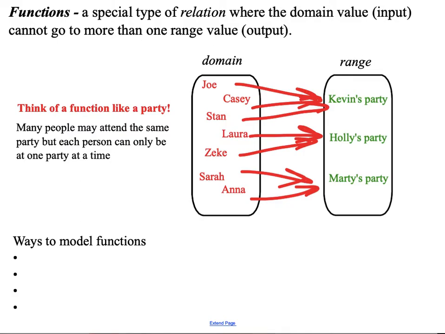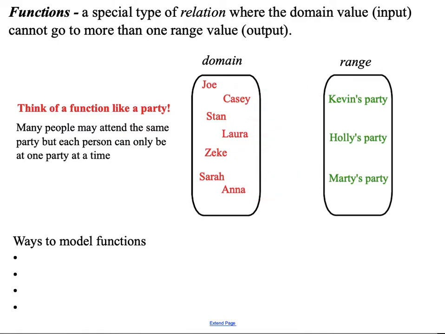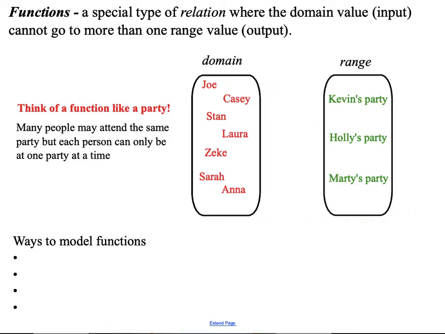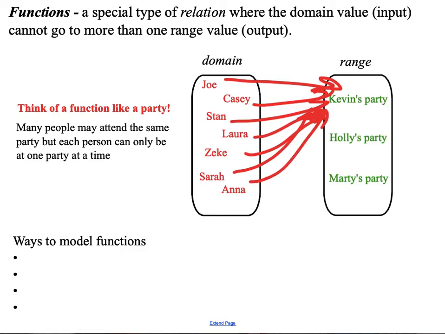Now, what if I go in and do something like this? What if I say Joe is going to go to Kevin's party and Joe is going to go to Holly's party? That is no longer a function, because you have one element in the domain going to 2 places, and that's not okay. You can have as many as you want going to the same place in the range. So in other words, I could have everybody going to one party. That's totally fine, but we can't have one person going 2 places in the range. So that would be a function.